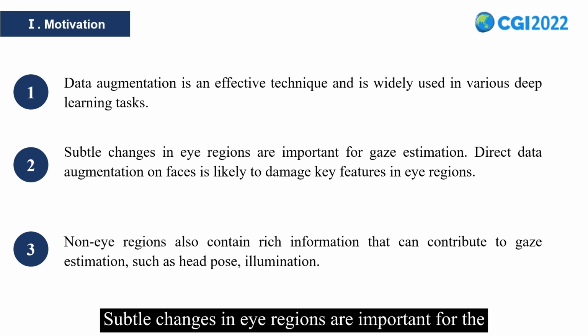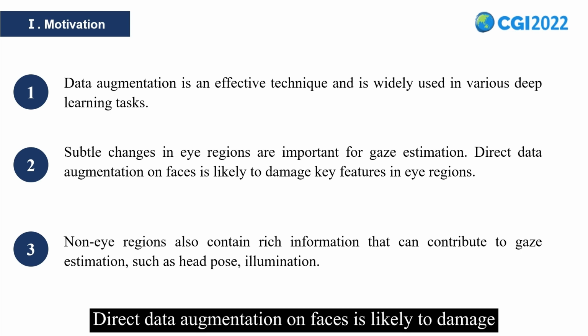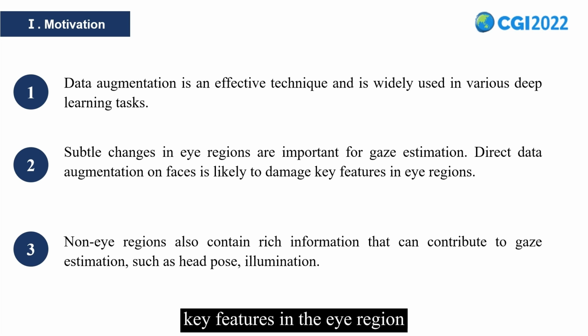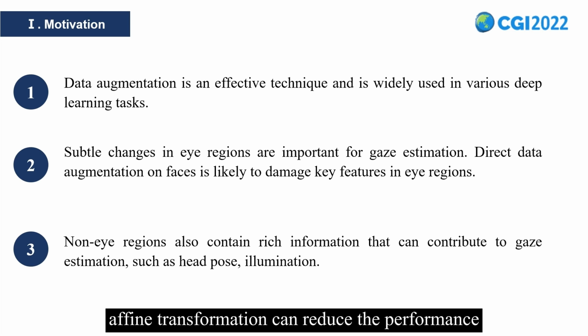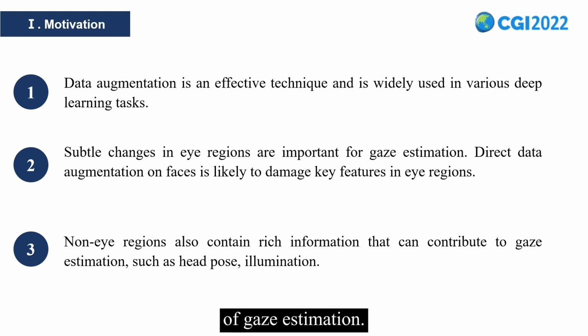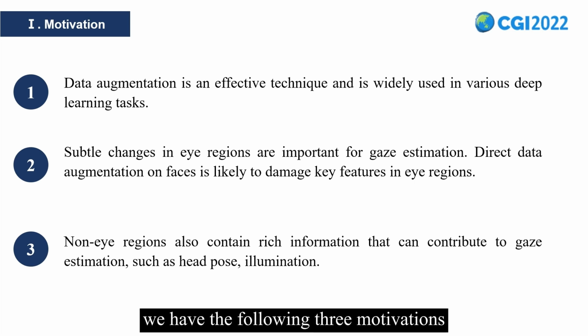Subtle changes in eye regions are important for gaze estimation. However, direct data augmentation on faces is likely to damage key features in the eye region. Besides, data augmentation methods such as flipping and affine transformation can reduce the performance of gaze estimation, because these methods change the implicit features of face images. We have the following three motivations.